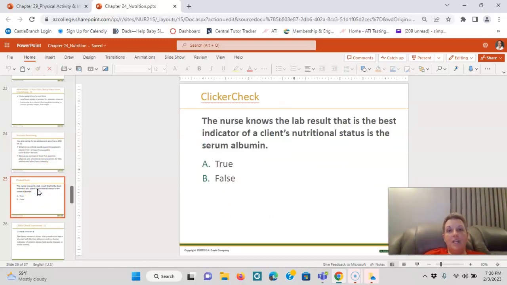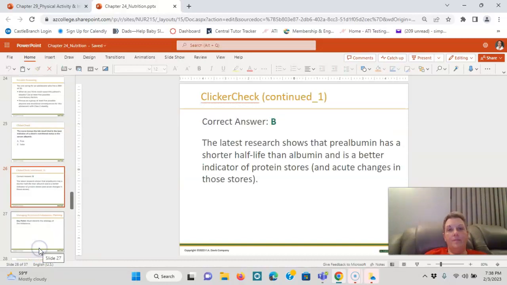Clicker check. The nurse knows the lab result that is the best indicator of client's nutritional status is the serum albumin. Client's nutritional status. True or false? What did I just say?